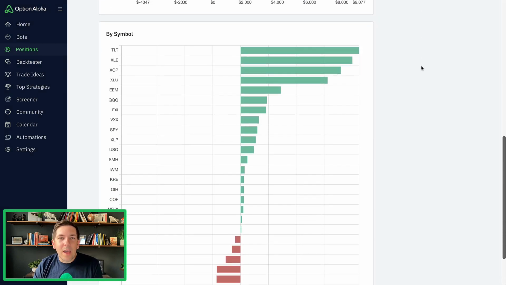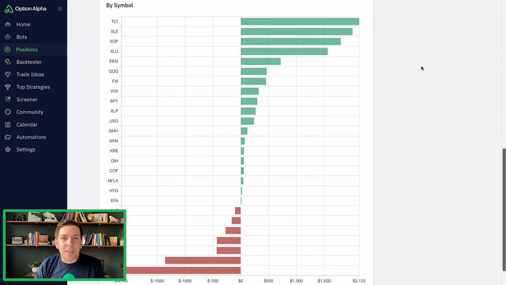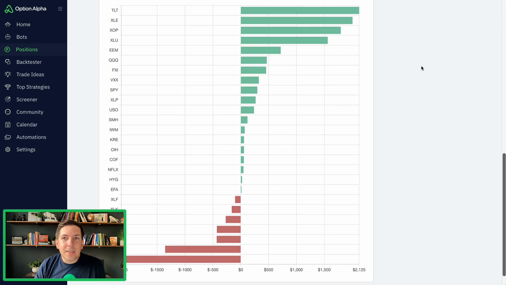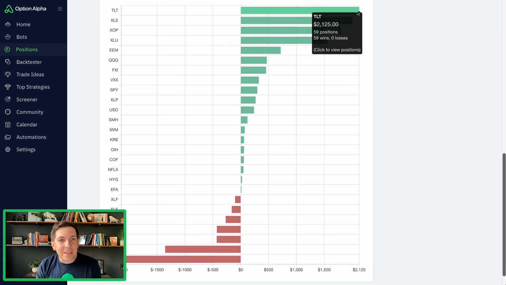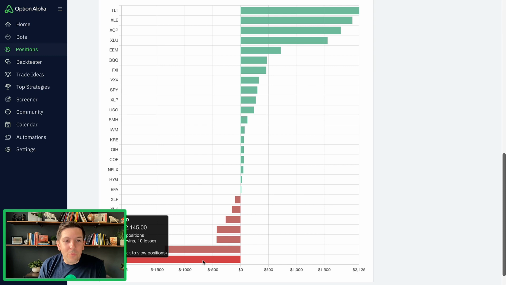Well, another cool thing we have here is, of course, the ability to now filter all of this again by the symbols that were traded under these filters. So you can see from my portfolio, for example, TLT was the biggest contributor to the portfolio, which is actually kind of weird because it used to be down quite some time and then it came back up. So TLT was the biggest contributor. And then the biggest drag on the portfolio recently has been GLD. So GLD has not traded well for some of my bots. So that's been the biggest drag.